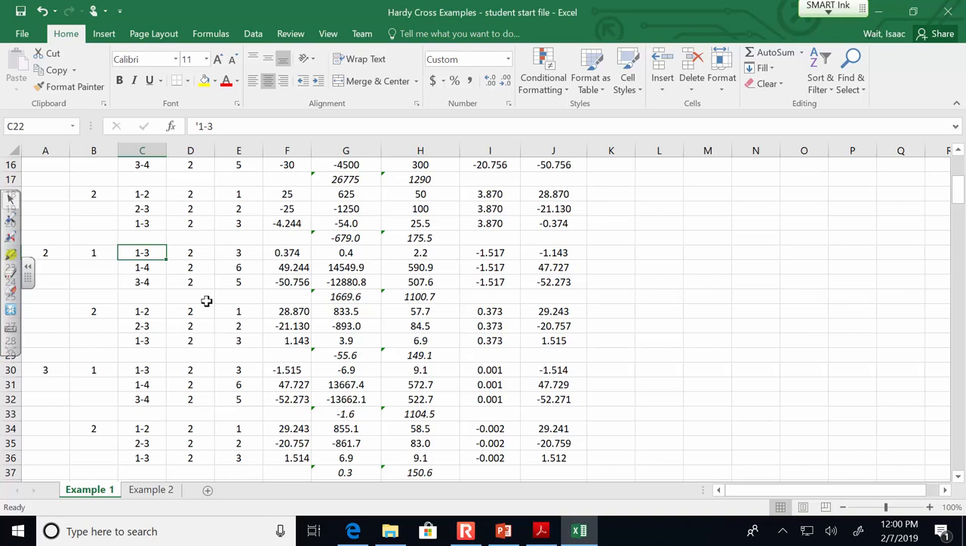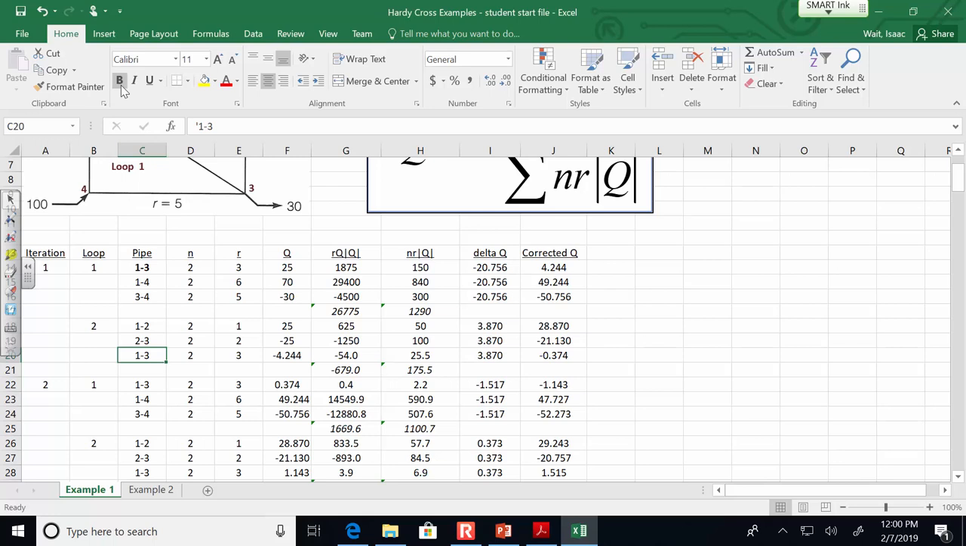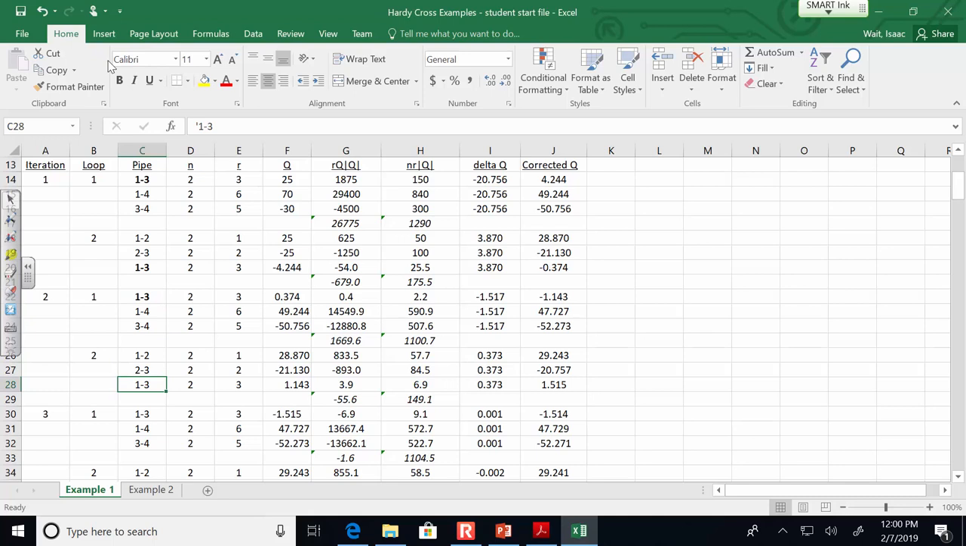That's good to double check. So let's look down here in iteration 3. It's saying the negative of the previous guess, and so 1-3 is that common pipe. Maybe it would be a good habit if I bolded the common pipes just as a warning to myself that I always want to check and make sure that the sign has changed from perspective to perspective.